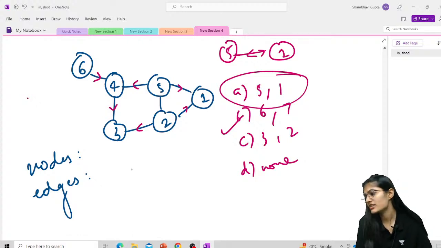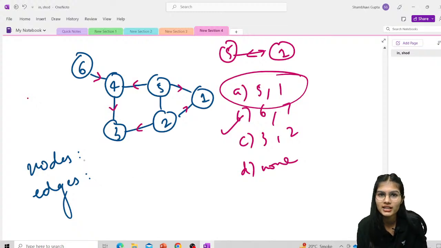Fine. Tell me now the total number of nodes and the total number of edges. Again, I'll say, be very clear and even tell me what is the edge. Which numbers you are saying are the edges and which numbers you are saying are the nodes. Tell me. What are the nodes? Total number of nodes, total number of edges.